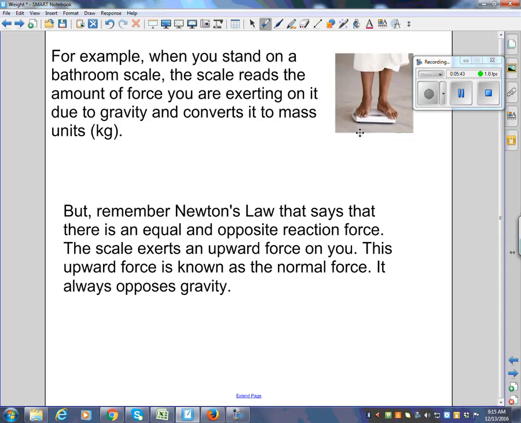For example, when you stand on a bathroom scale, and this is more or less what I've just been talking about here, the scale reads the amount of force that you are exerting on it due to gravity and converts it to a mass. Now, most scales, certainly here in Canada and in the United States, are going to convert it to pounds.